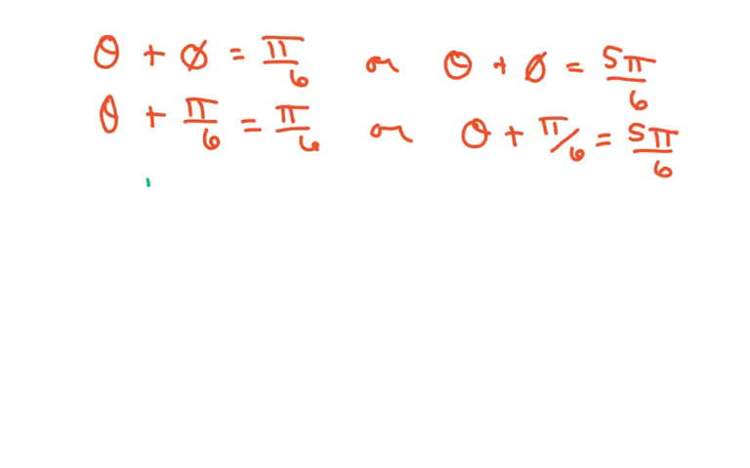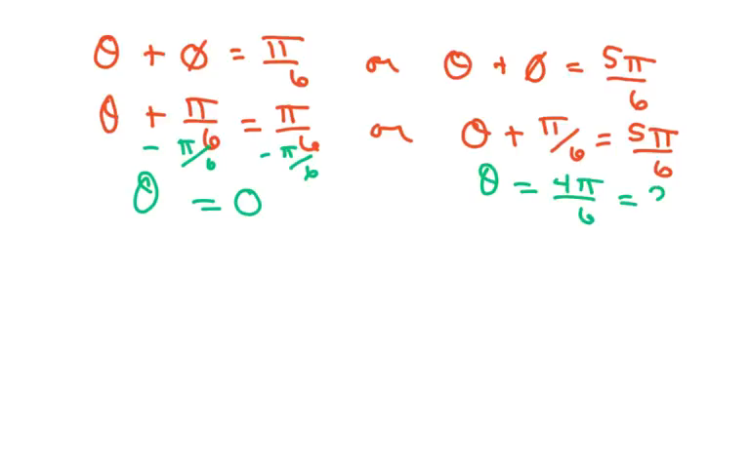And when you subtract pi over 6 from both sides, you're going to get theta equals 0. And for this one, you're going to get theta equals 4 pi over 6, which equals 2 pi over 3, sorry. So your solution set is 0 and 2 pi over 3. Okay?